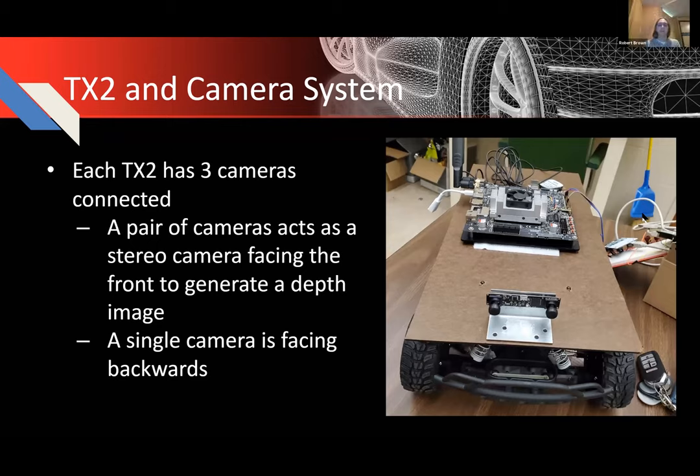Okay, so each TX2, or that's each car really, has 3 cameras connected. 2 of the cameras are a camera pair, so we get 2 nearly identical images, and that allows us to create a depth image. So we can see distance and get a feel for that. And we also have 1 camera that's facing backwards. That's just a rear view camera. So not much beyond that.